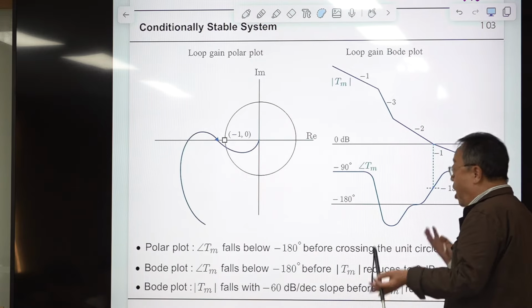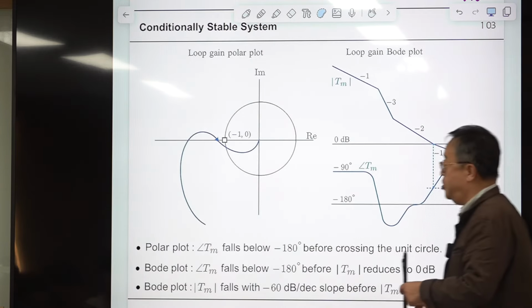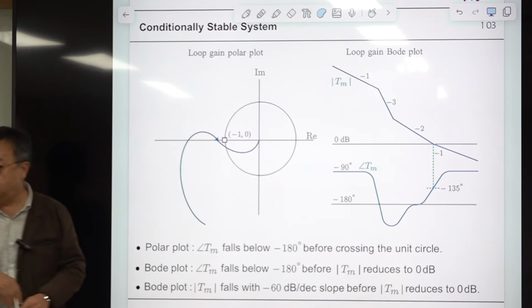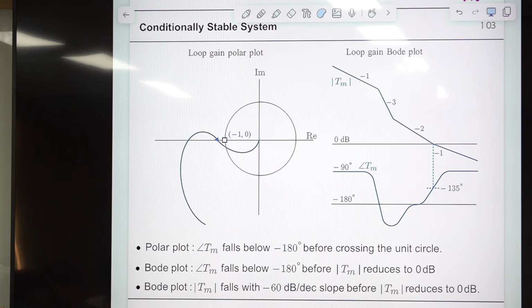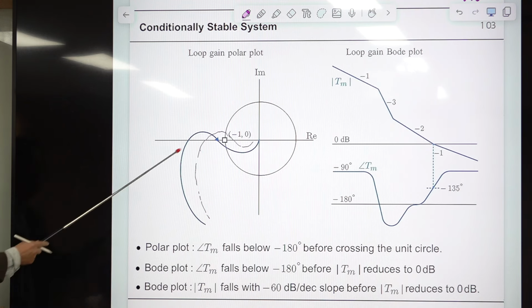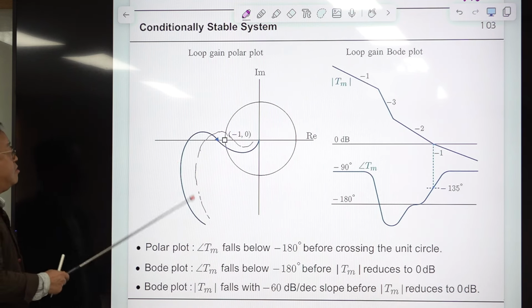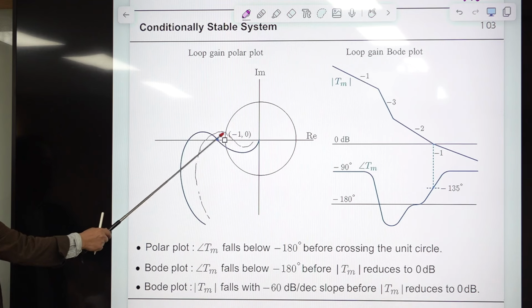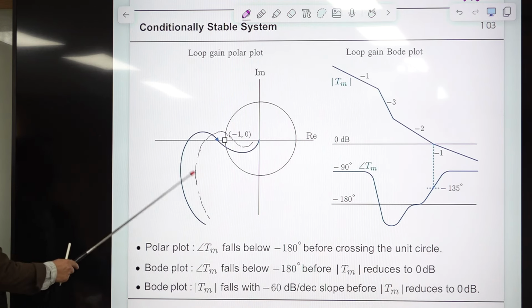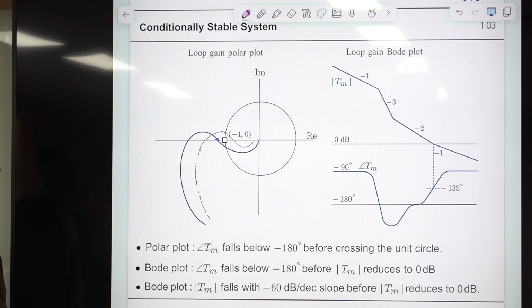But suppose somehow the feedback gain is reduced, which results in the shrinking of this. The shape will remain the same, but the loop gain will just shrink like this. Then the critical point is encircled, and this becomes unstable. So for this case, we cannot apply our simple criteria for stability. We established a very simple result, but that cannot be applied here. But this becomes unstable. This is the typical characteristic of a conditionally stable system.